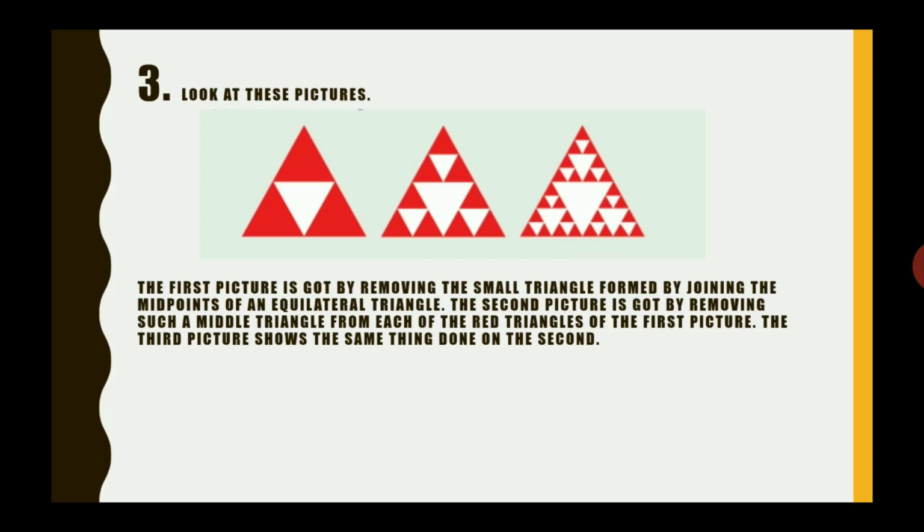The second picture is got by removing such a middle triangle from each of the red triangles of the first picture. So the second triangle is obtained by removing, we have the three red triangles, and we consider the midpoints of each red triangle, and we cut out a white triangle from each red triangle. And the third picture shows the same thing done on the second. So we are cutting out the white triangles from the red triangles. The red triangle will be an equilateral triangle, and the white triangle will be cut out by joining the midpoints of this equilateral triangle.